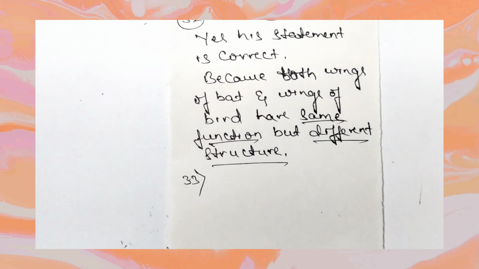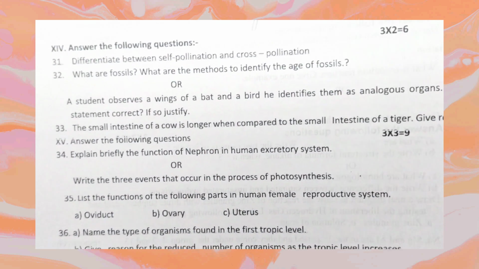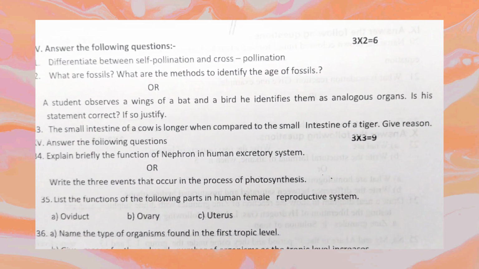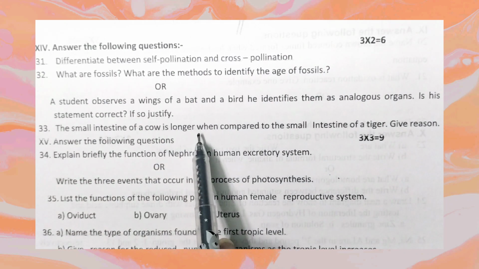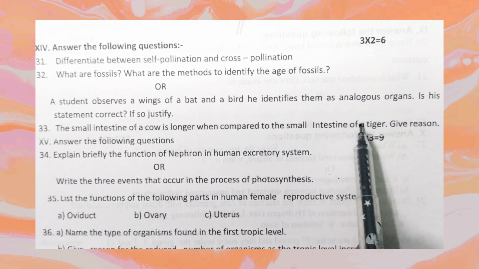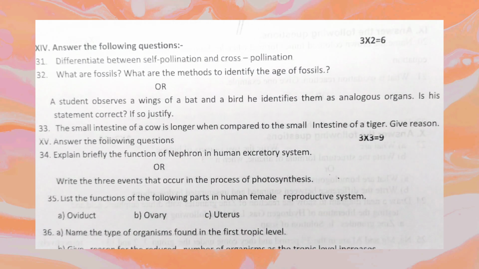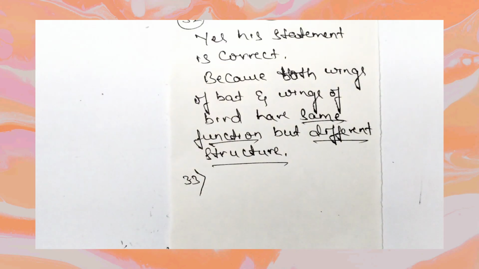Now let us move for 33rd question. So the 33rd question is, the small intestine of a cow is longer when compared to the small intestine of tiger. Give reason. So let us answer both of them.